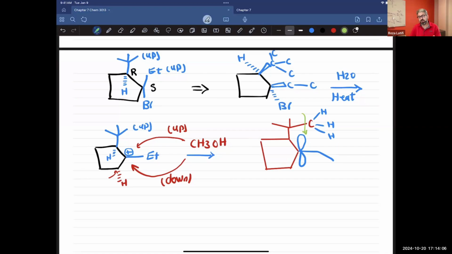It's not impossible. Okay, it's not impossible. Remember, there is rotation around that bond, so that group is all the time changing direction. And so sometimes it's possible to get it from the top. It's possible. But reaching from the bottom is more favored. Okay, it's more favored.